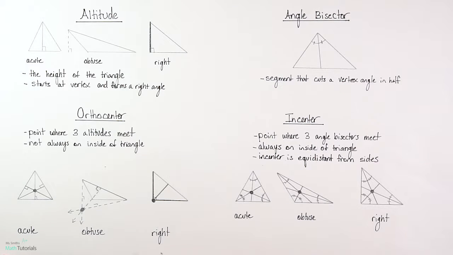And then if we had a right triangle, the orthocenter, so if we were to measure the height of each of these, would actually be on the triangle.